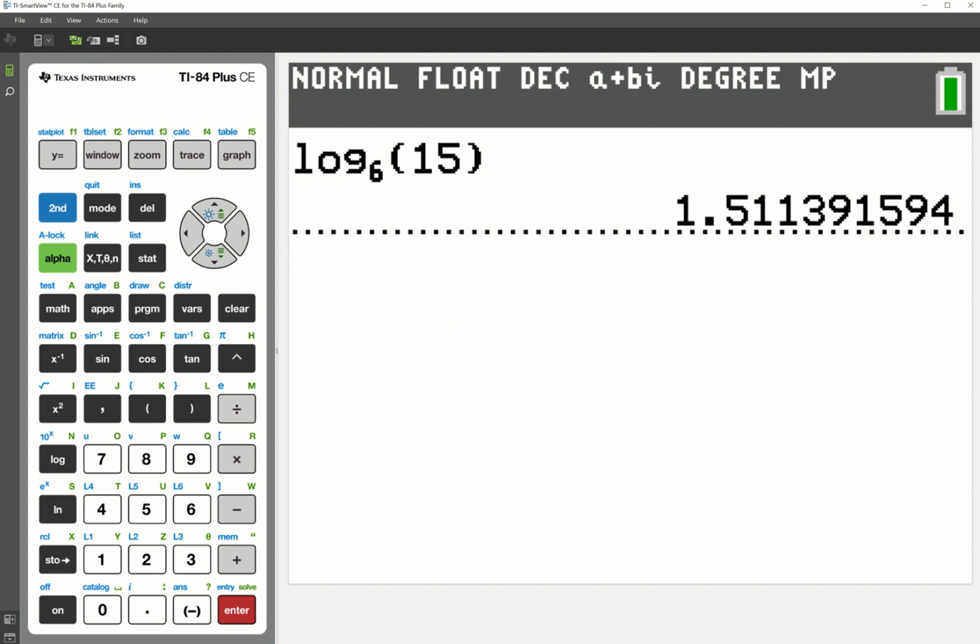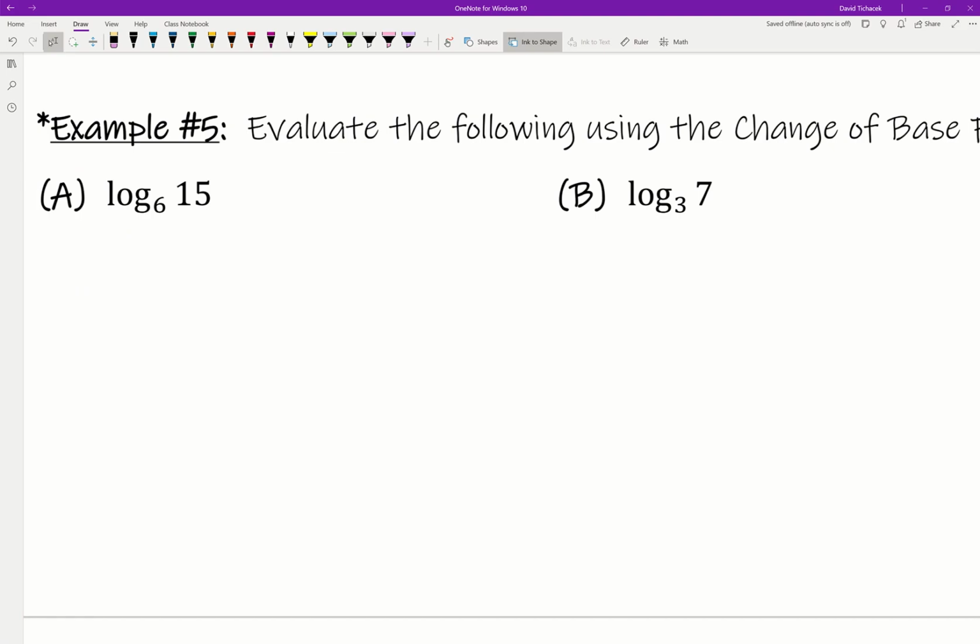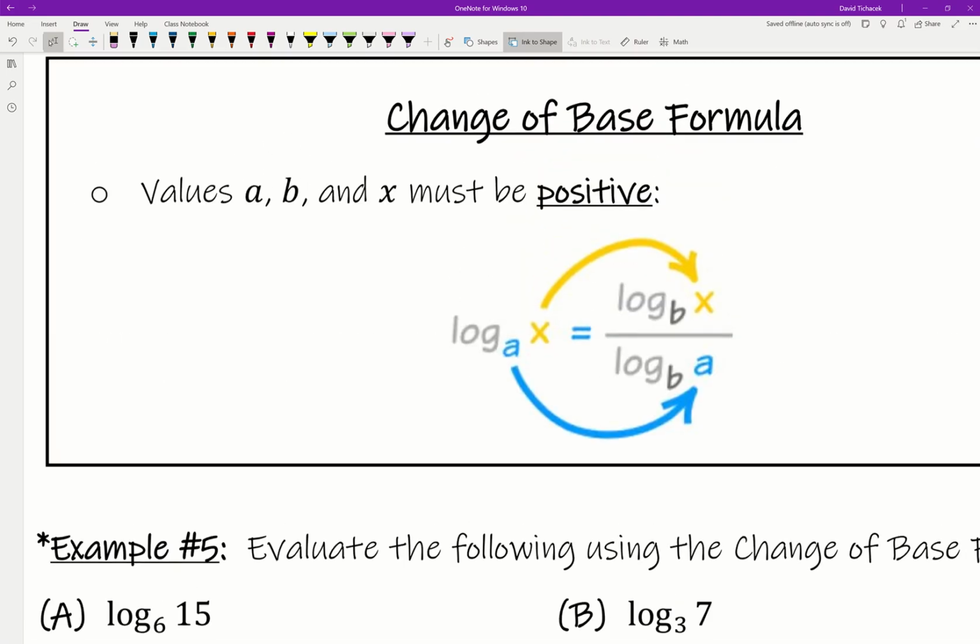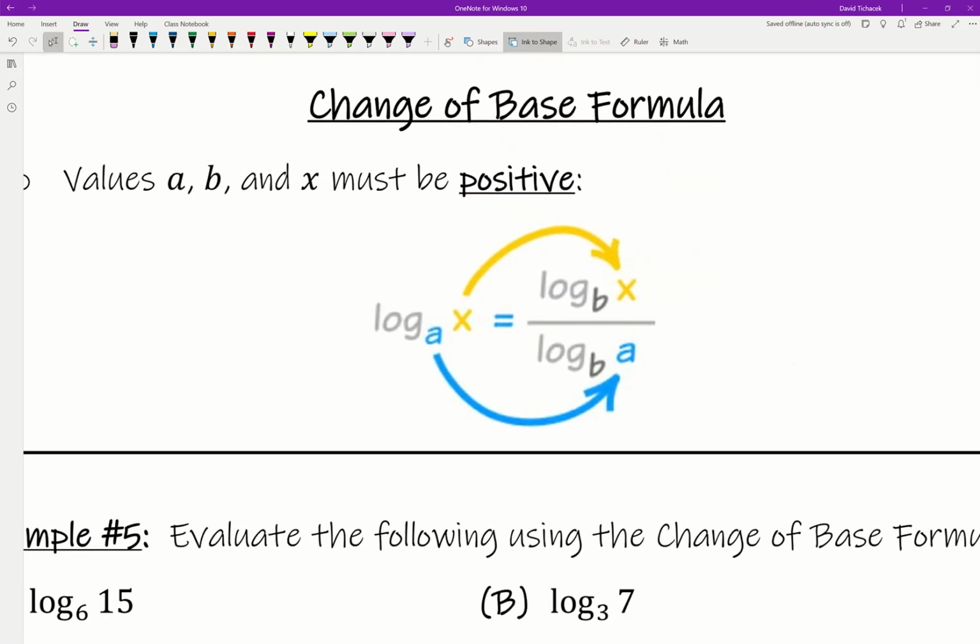But let's say you don't have access to a TI-84, right? So you don't have a physical one, and for whatever reason you haven't downloaded the emulator on your tablet just yet, right? Well, there is a way that you can use just a normal calculator instead of the TI-84 to do calculations like this. What it's going to mean, though, is you're going to have to use a special formula, and that formula is something that we call the change of base formula, okay?